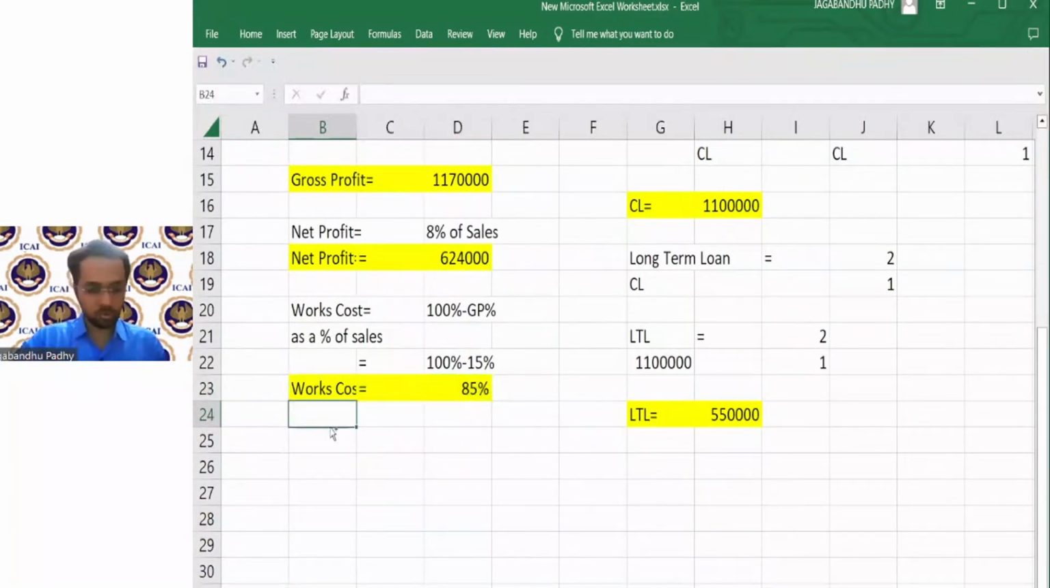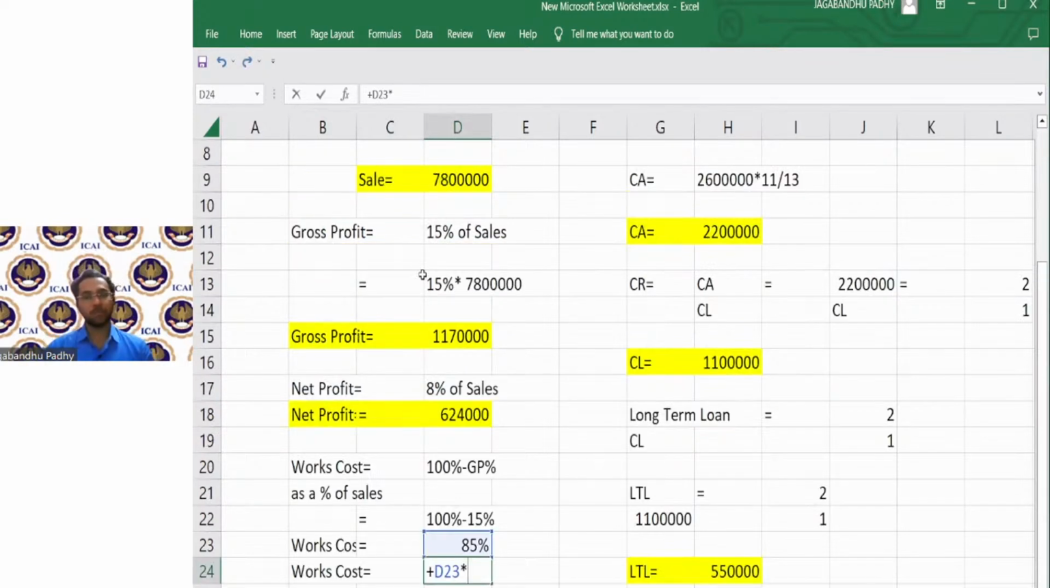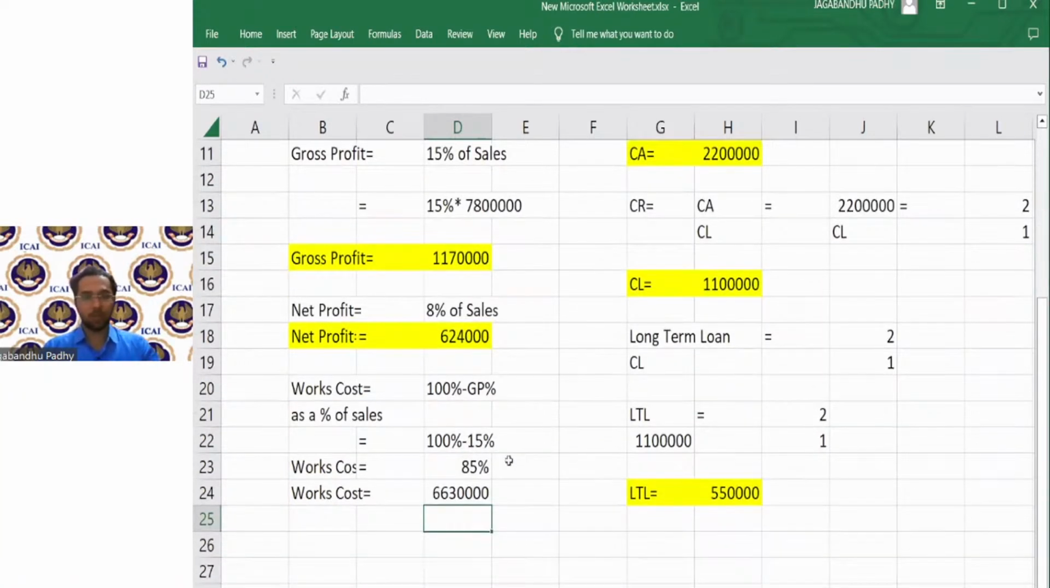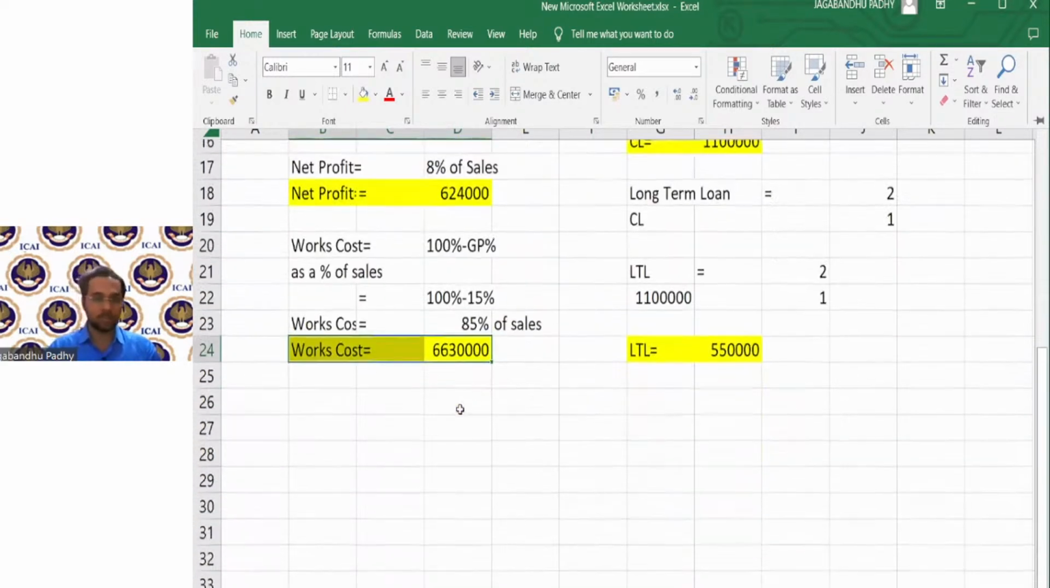So if you talk of the amount, works cost is 85% of sales figure, right? So 85% of sales, that 66 lakh 30,000 is the works cost that we get. Now, based on this works cost figure itself, we have to calculate a lot of other things.